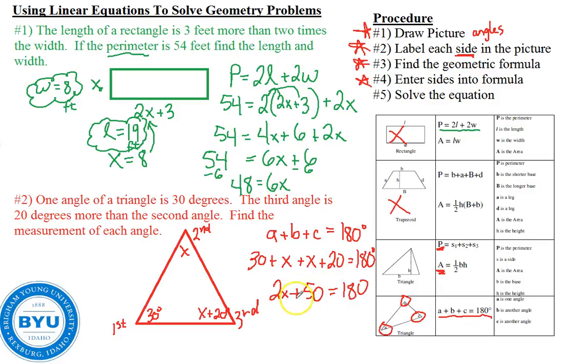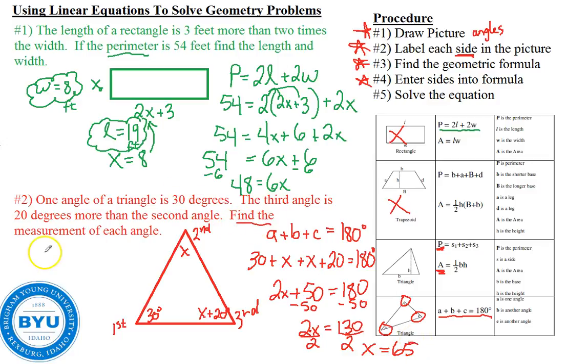To solve for x, we need to undo the plus 50. So we're going to minus 50 from both sides. I get 2x equals 130. And to undo this times 2, I'm going to have to divide by 2. So 130 divided by 2 is 65. x equals 65.